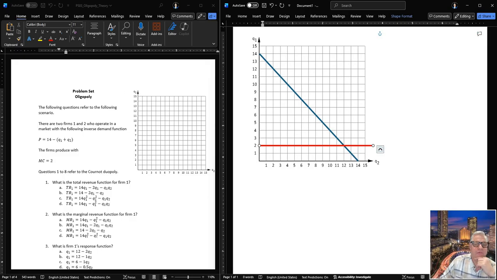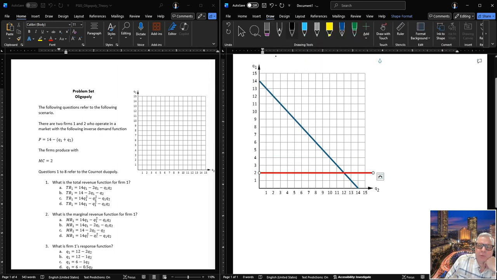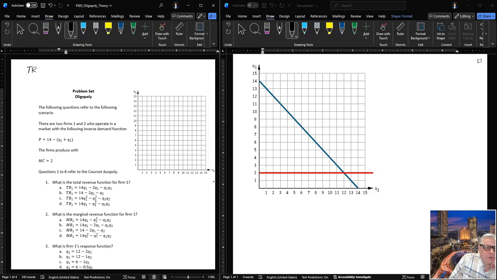Questions 1 to 4 refer to the Cournot duopoly. What's the total revenue function for firm 1? Okay, so let's derive that one. So the total revenue, maybe I can do it here. For firm 1, total revenue is the price, which is 14 minus Q1 minus Q2, and then I'll just do it like this. So that's the price times Q1.